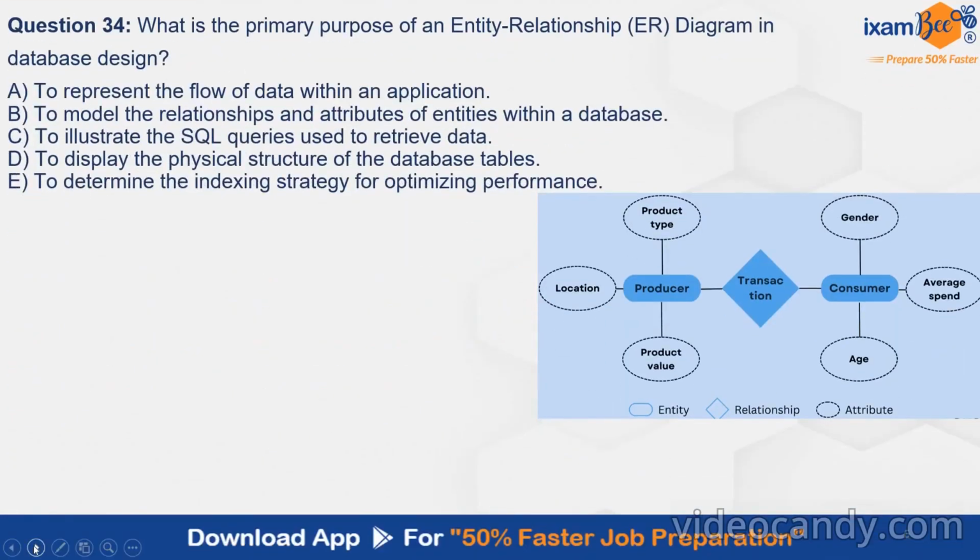Question number 34. What is the primary purpose of an entity relationship diagram in database design? A. To represent the flow of data within an application. B. To model the relationships and attributes of entities within a database. C. To illustrate the SQL queries used to retrieve data. D. To display the physical structure of the database tables. E. To determine the indexing strategy for optimizing performance.